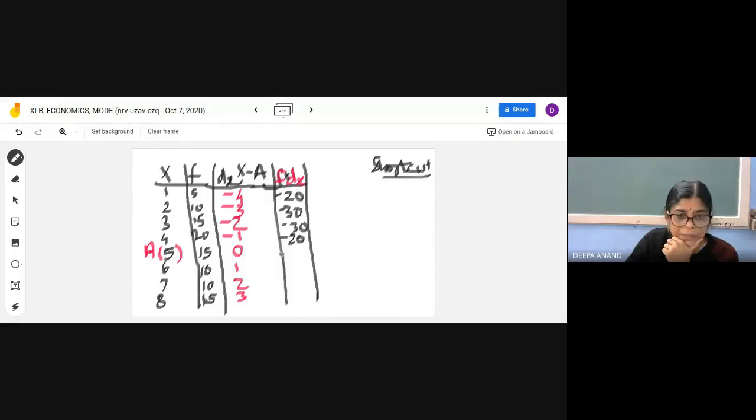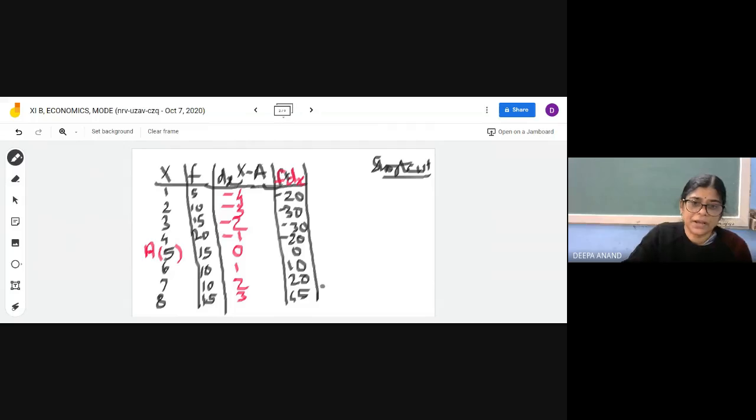Okay. So f dx: 0, 10, 20 and 45. So this is the f dx column. As I told you, here we have to consider the positive and negative signs. Don't ignore it. So you got the f dx column.